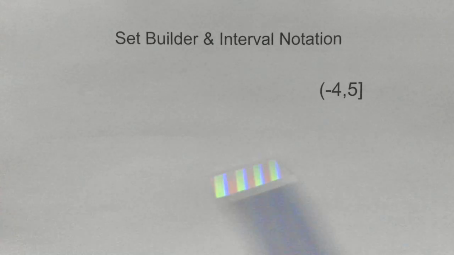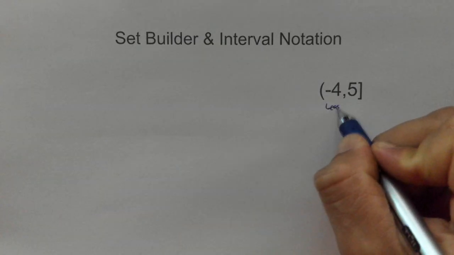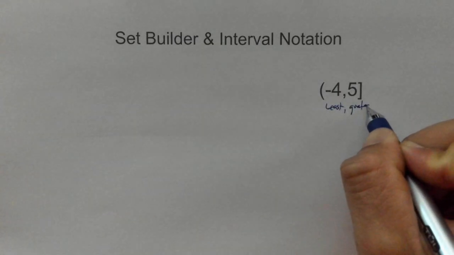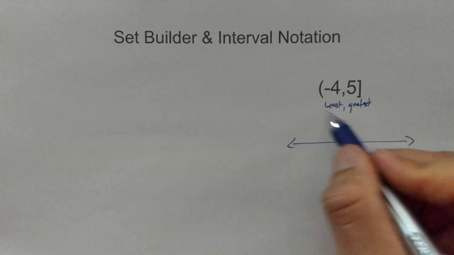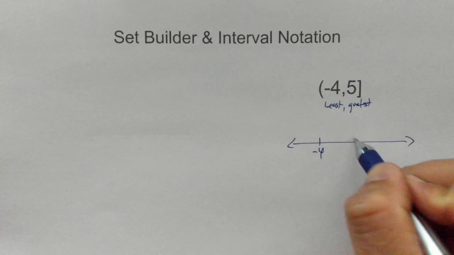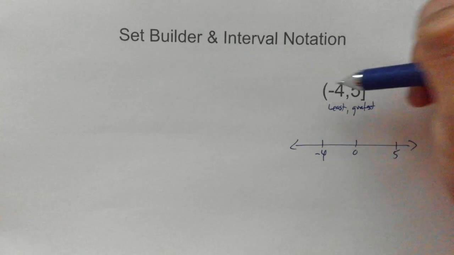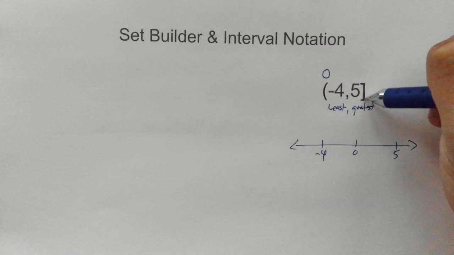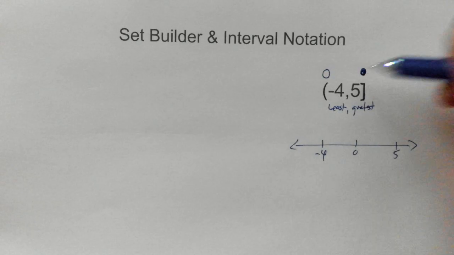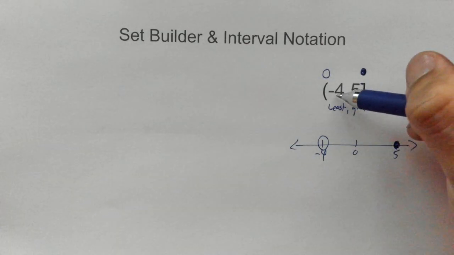So here we're going to start with the interval notation. What does this mean? This is the least, this is the greatest value in my set. So when I'm drawing this, the smallest value will be -4. 0 somewhere there, and the greatest value is +5. Since it's a parentheses, it means it's going to be an open circle. And since it's a bracket, it's going to be a closed circle. So open circle, closed circle. And we're saying that it's everything between these two.